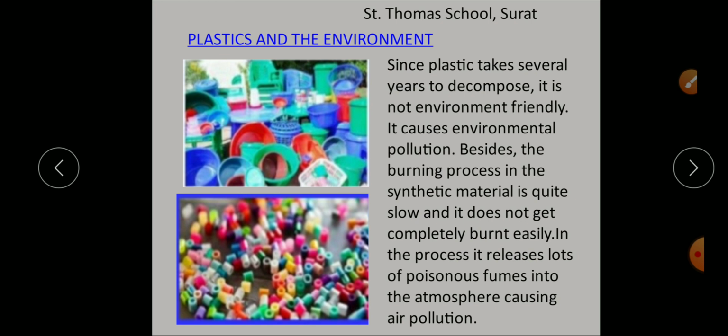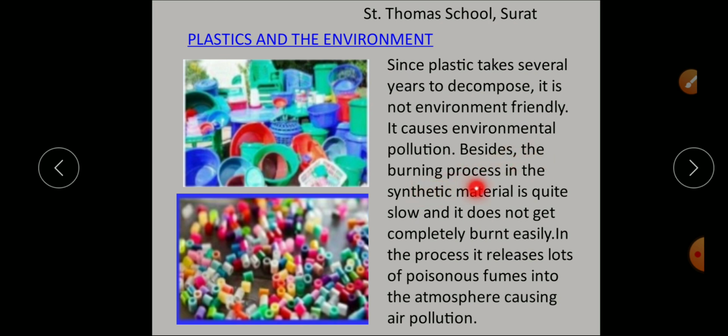respiratory system. So plastics dumped in water bodies are a threat to aquatic life also, right? So for the aquatic life also it is very dangerous. Yes or no? So students, here the topic is plastics and the environment. Since plastic takes several years to decompose, it is not environment friendly. So plastics are not environment friendly. It causes what? It causes environmental pollution.